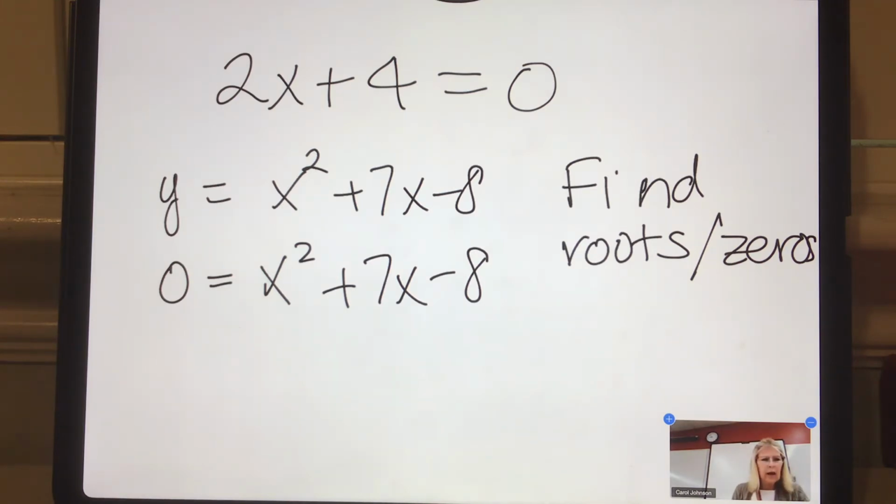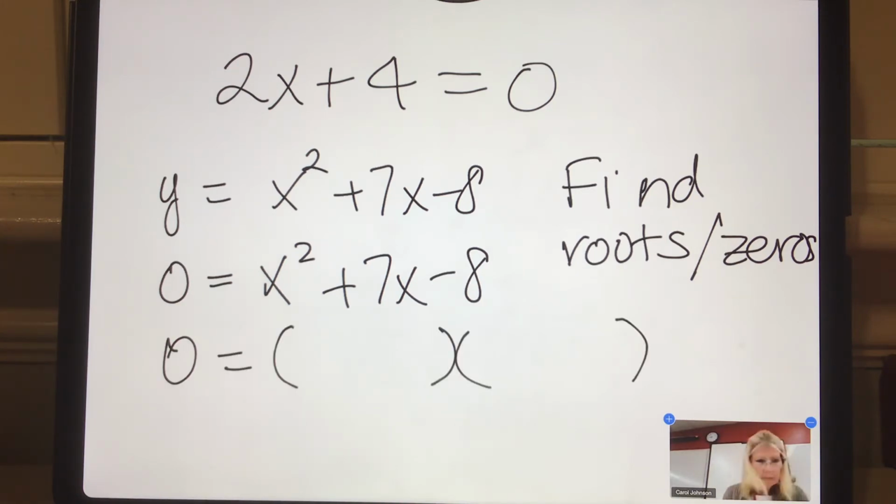Now, what is your attack strategy? Sydney, what's your attack strategy? You factor it. Good. How am I going to factor this? Where are the signs? Is it negative, negative? No. Try again. Positive, negative. There you go. Finding a sum or a difference? Difference. Yes. What factors of 8 have a difference of 7?